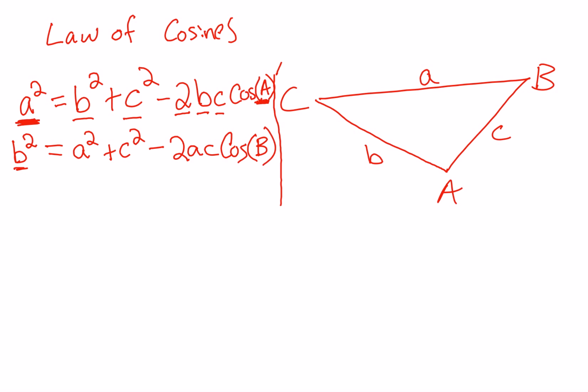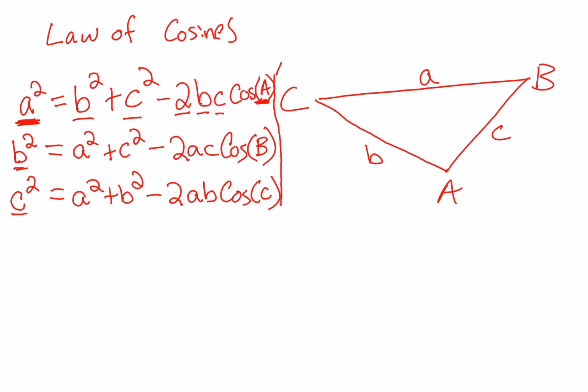Pause the video, see if you can figure out the equation for c squared. I want you to notice the pattern here to help you memorize this thing. You should have found that c squared is equal to the other two here, which is a squared plus b squared, minus 2 times the other two, which is ab, times the cosine of the angle across from little c, which is big C. So at first glance it looks very confusing. After you get down one line, the other lines you can write out pretty fast once you memorize the first one there.